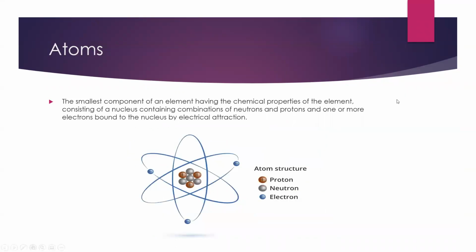Atoms are the smallest structure of life. Everything from elements to compounds is made up of atoms. And by the dictionary, an atom is the smallest component of an element, having the chemical properties of the element, consisting of a nucleus, which is this here in the middle of the atomic diagram, containing combinations of neutrons and protons. And as you can tell, the neutrons are the gray, leaving a neutral charge, and then protons with the plus signs leave a positive charge in the middle of the atom, while electrons are bound to the nucleus by electrical attraction, meaning that they are floating around in these orbitals around the nucleus. Those are giving off negative charges.